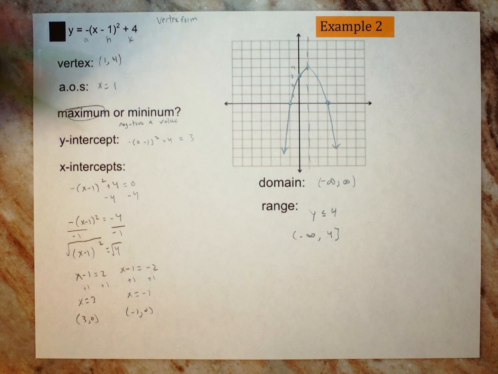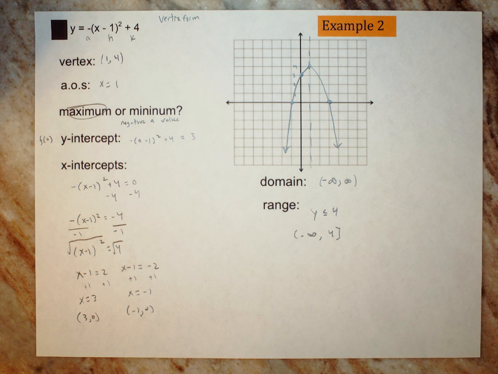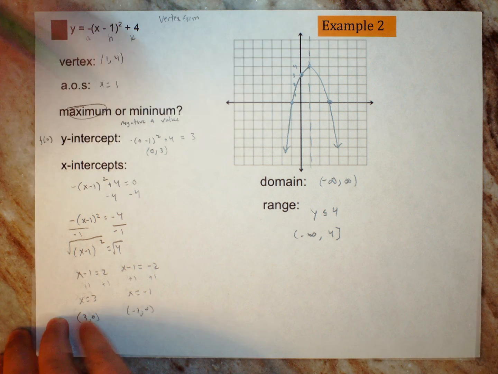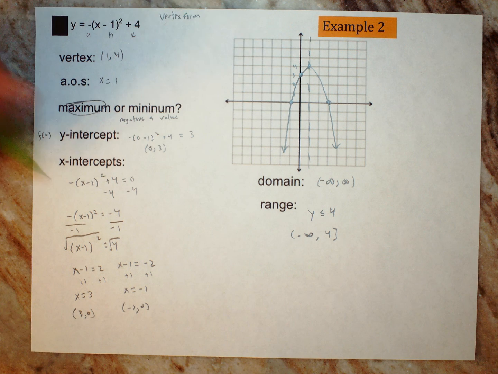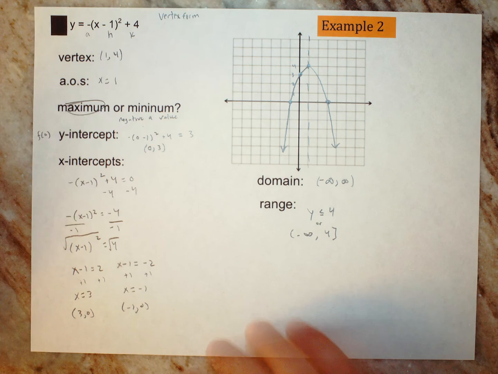The y-intercept, we do f of 0. We plug 0 in for x to get y. In this case, we got 3, so as a coordinate, that's 0, 3. To find the x-intercept, you set the equation equal to 0 and solve. You should get 2 for this one. Domain, all real numbers, and the range y is less than or equal to 4, or you can write it like this. So that is example 2.